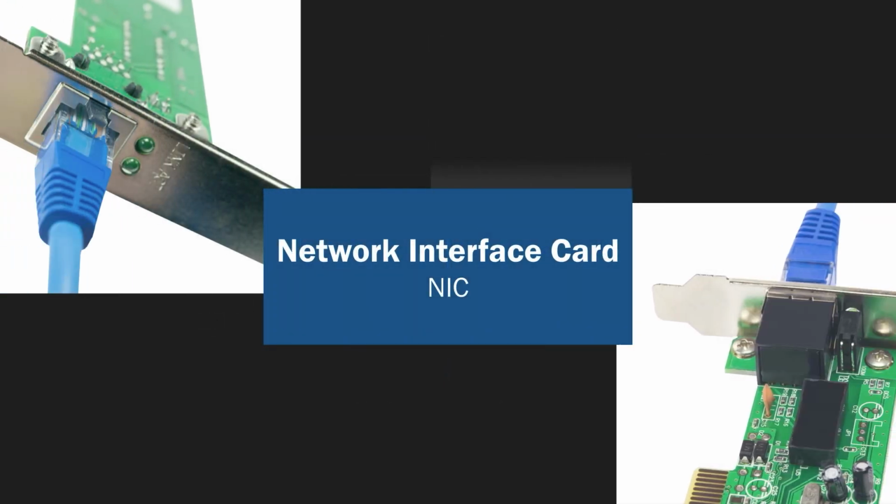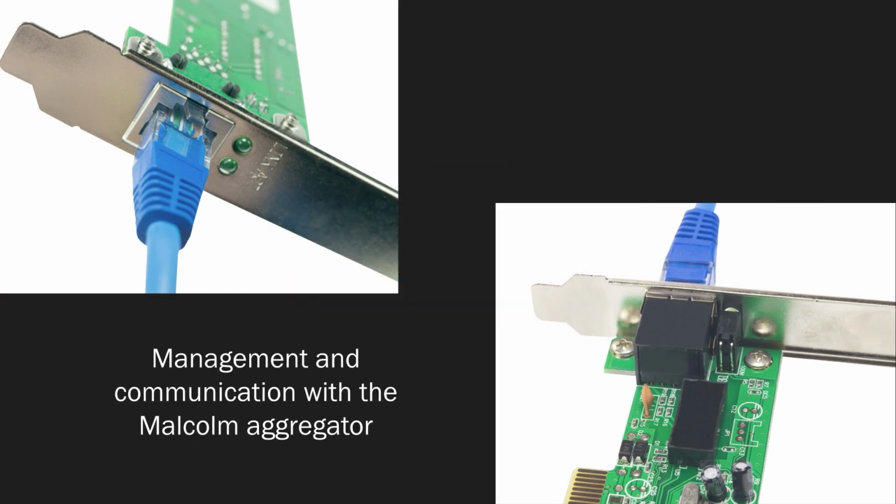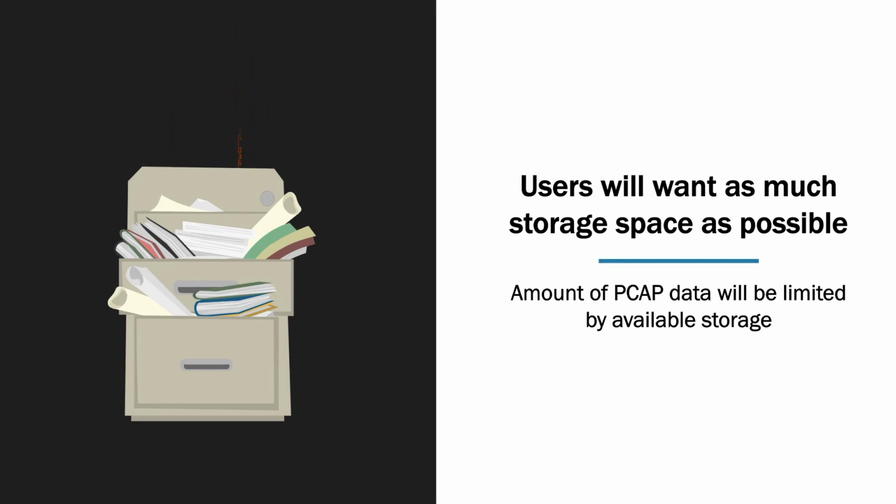The machine should also have at least 2 network interface cards, or NICs, one for management and communication with the Malcolm aggregator, and at least one for traffic capture. Users will want as much storage space as possible, preferably solid-state storage, as the amount of PCAP data the sensor can analyze and archive will be limited by available storage.